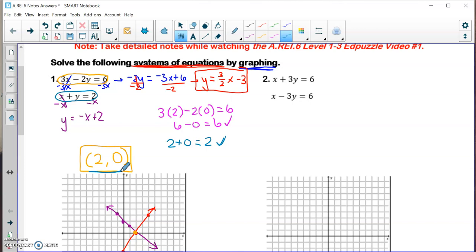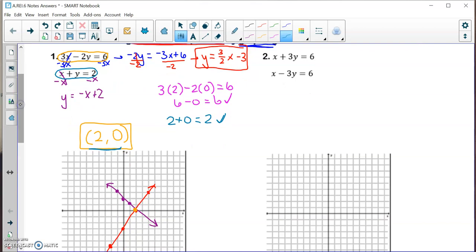All right, we're going to go over number 2. Again, we need to isolate y in both of these to graph. I'm going to start off in my top equation by subtracting x from both sides, and then I'm going to divide by 3 on both sides. I wind up with negative 1/3 x plus 2.